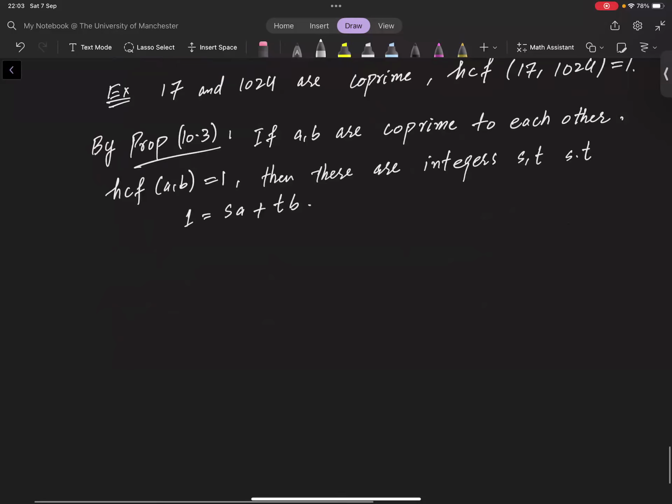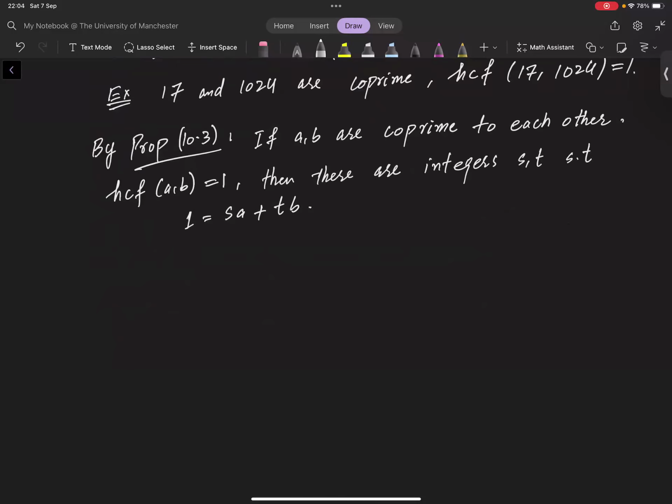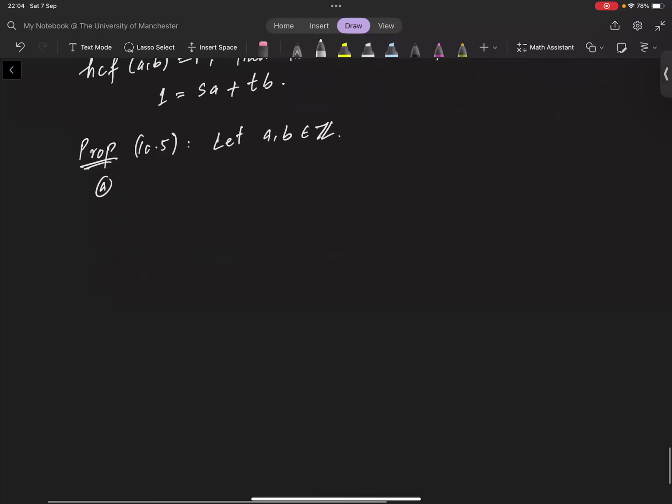Okay. And by using this fact, we can define another one, proposition 10.5, which says that for two integers, we suppose A is, suppose C is an integer such that A comma C are co-prime to each other.